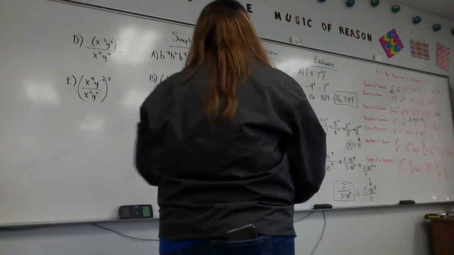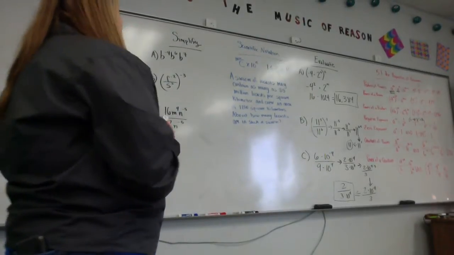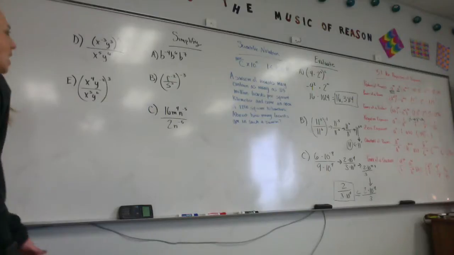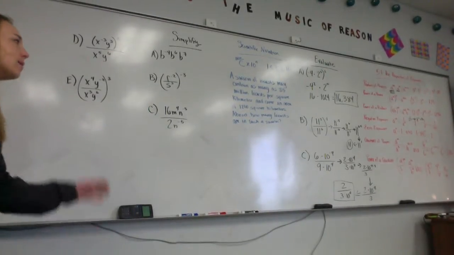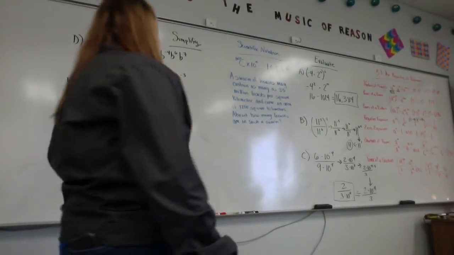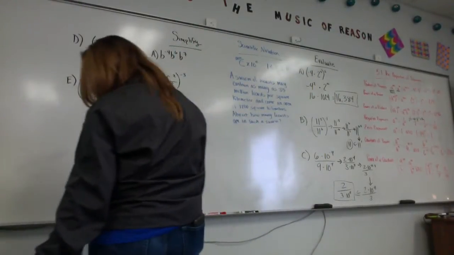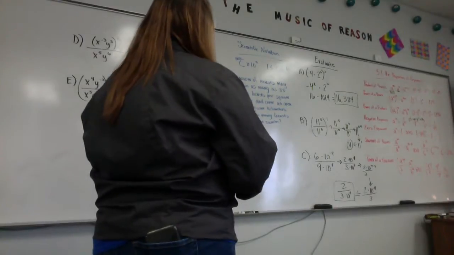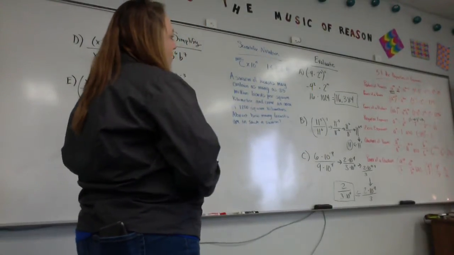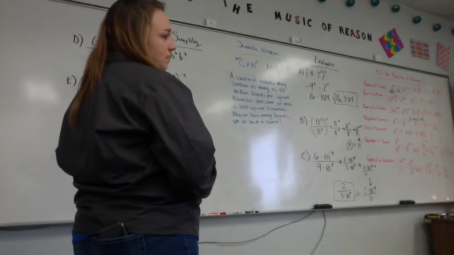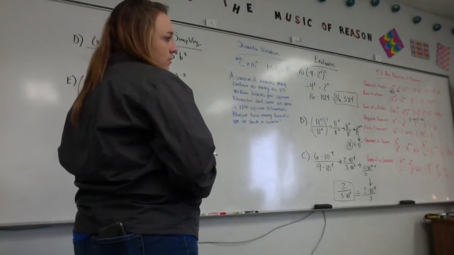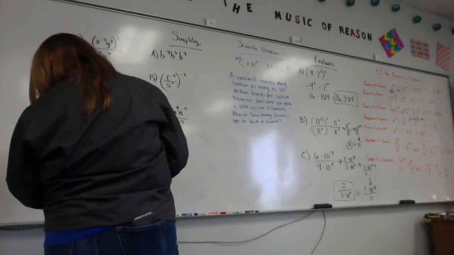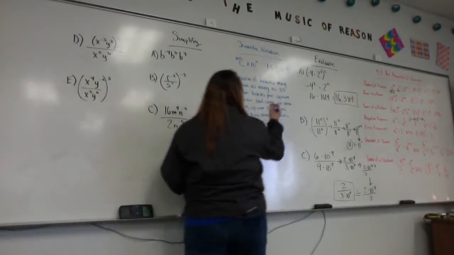A swarm of locusts may contain as many as 85 million locusts per square kilometer and cover an area of 1,200 square kilometers. About how many locusts are in such a swarm? How can I figure that out? Why do we want to put it in scientific notation? You would do 8.5.